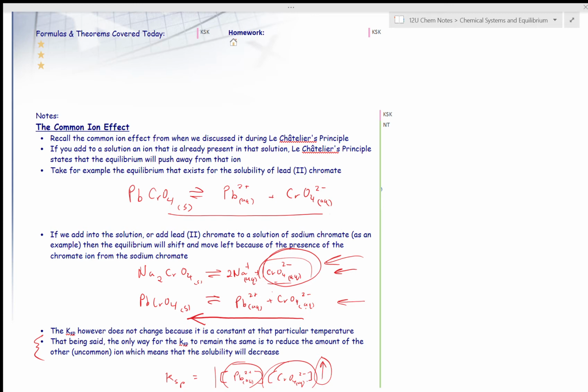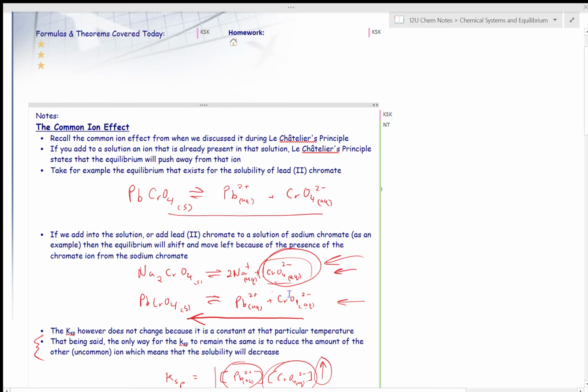So take, for example, this equilibrium here. You have lead chromate, so lead 2 chromate. When it dissolves, it produces lead 2 plus ions in solution, and some chromate ions. Everything's in a 1 to 1 ratio. It says if we add lead 2 chromate to a solution of sodium chromate, as an example, then the equilibrium should move left.